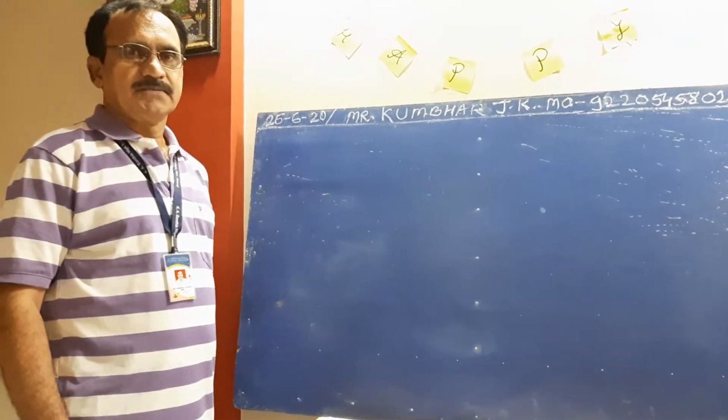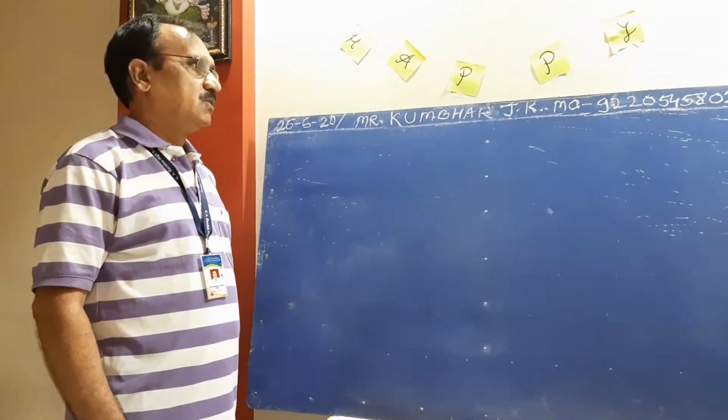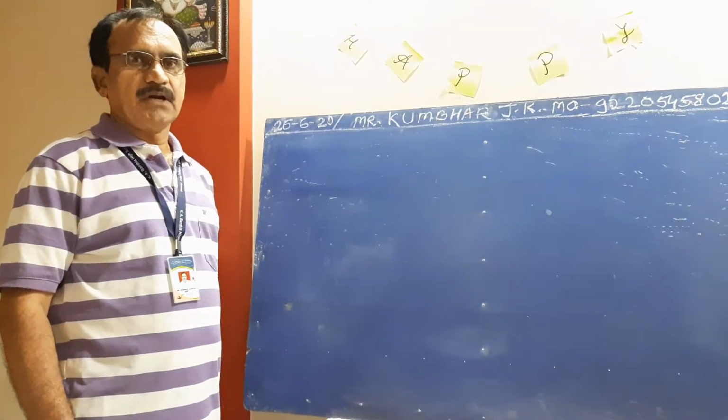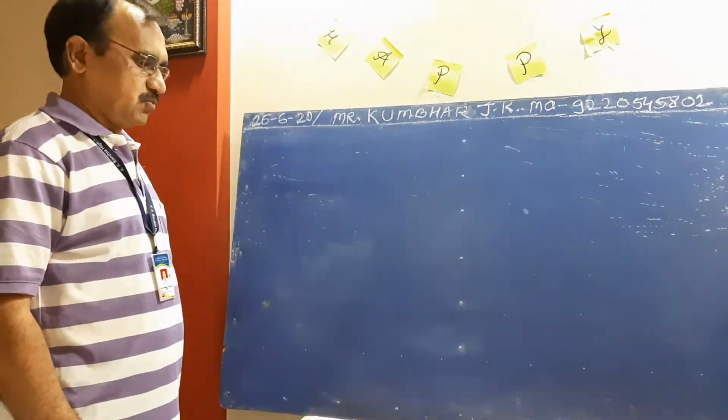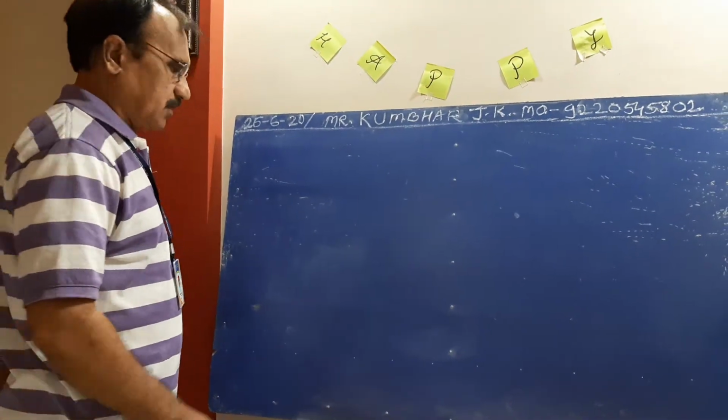Good evening, students. In the previous period, we have already seen the determinant method for solving simultaneous equations. Now we are going to see equations reducible to a pair of linear equations in two variables.